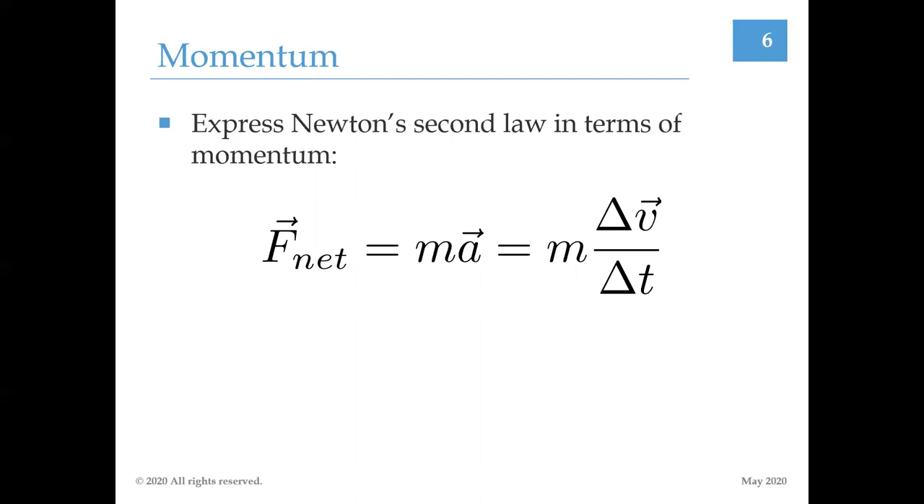So Newton's second law, F equals ma. So we have F net equals mass times acceleration, which is equal to mass times the change in velocity over the change in time. Like we talked about before, acceleration and velocity are both vectors, and acceleration is defined by the change in velocity over change in time. So now we know that the mass times the change in velocity is equal to our momentum. So now we can talk about force, not just in terms of mass and acceleration, but in terms of a change in momentum over a change in time.